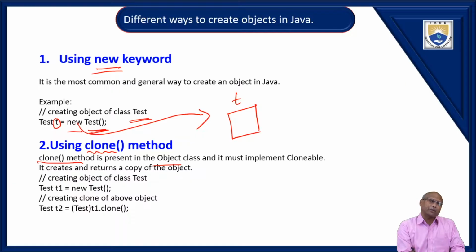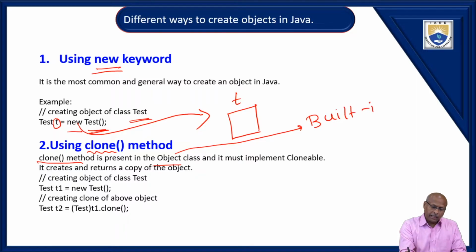Actually there is a built-in class called Object class. This Object is a built-in class available in the lang package. So if you want to clone a particular class, clone means what? You want to create an object. Then you must implement one interface called Cloneable. There is a built-in interface called Cloneable interface. By implementing Cloneable interface, you can create a new object. That means you are not going to use new operator.